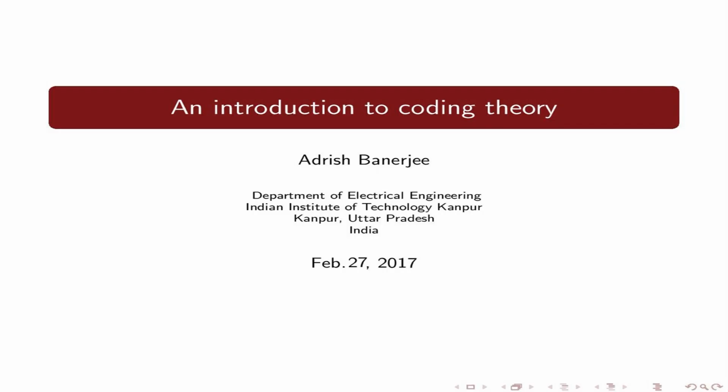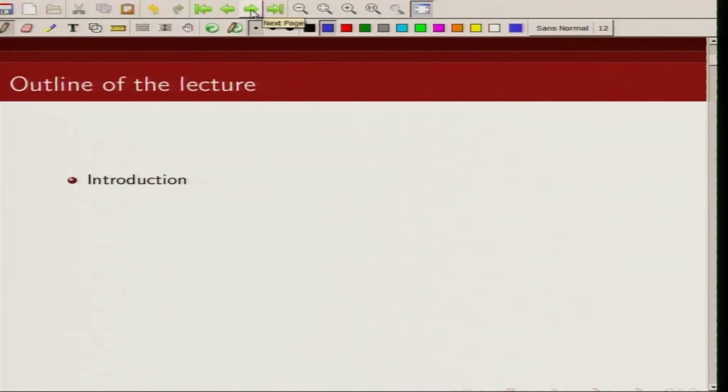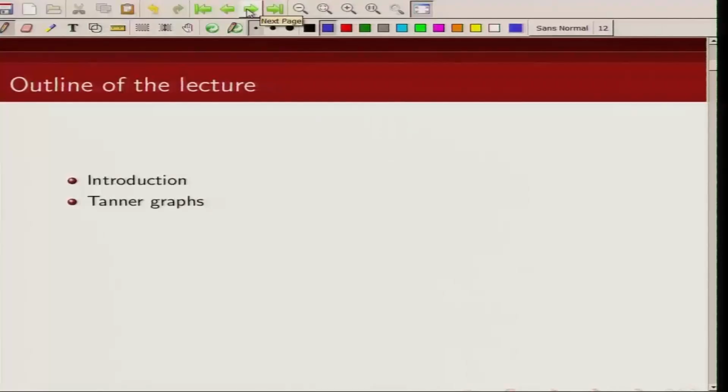Today we are going to give a brief introduction to low density parity check codes. We will start off with a very basic definition of what we mean by a low density parity check matrix, what we mean by low density, and then we will show how we can write the parity check matrix using a bipartite graph, which is known as a Tanner graph.